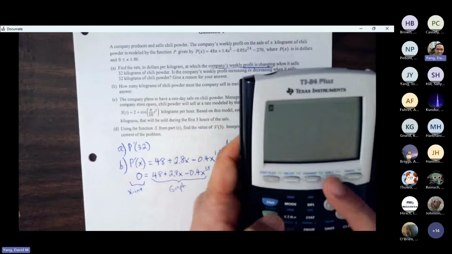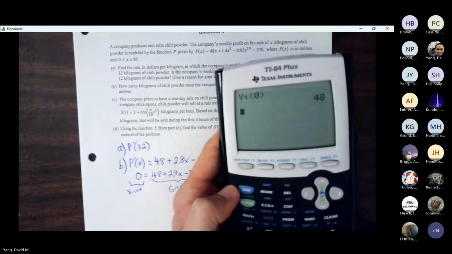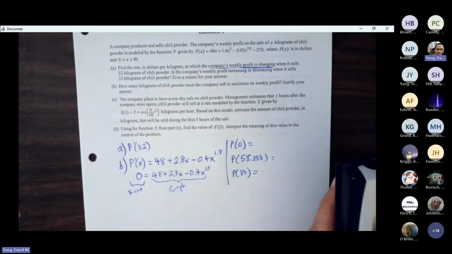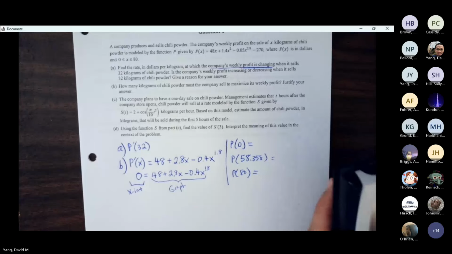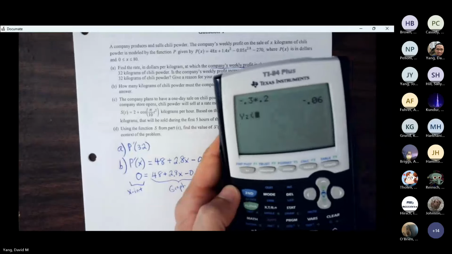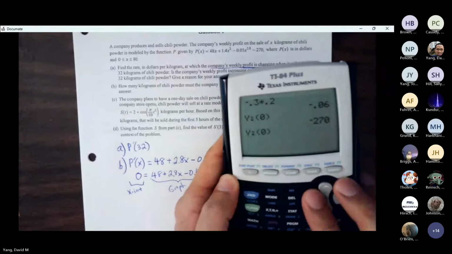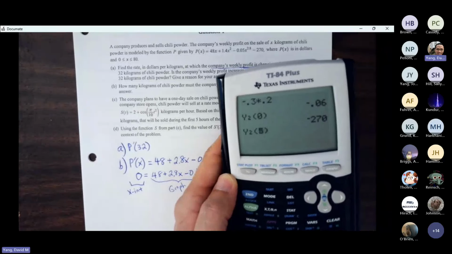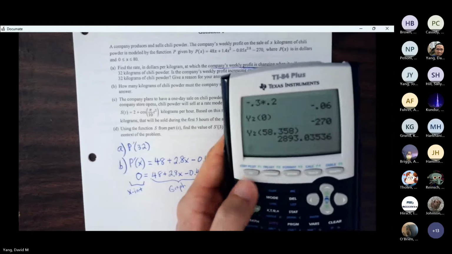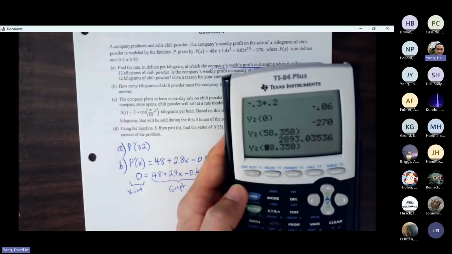So if I do alpha trace y1, okay, if I plug in 0, I'll get 48. Oops, y2, sorry. I have it stored under y2. Okay, so negative 270, 58, then endpoint 80.